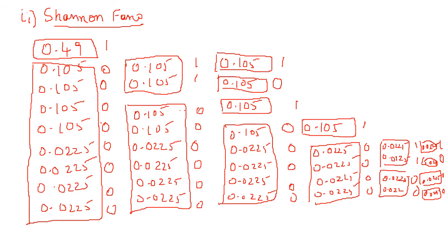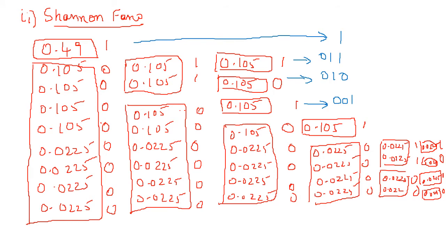So we'll get the respective code word along the rows if you read. So the first symbol value, you are going to read it like this, you will get the code word as 1. Next row value, you are going to get the code word as 011. Third row, 010. Fourth row, 001. Fifth row, 0001. Then the next code will be 4 zeros, 0000.